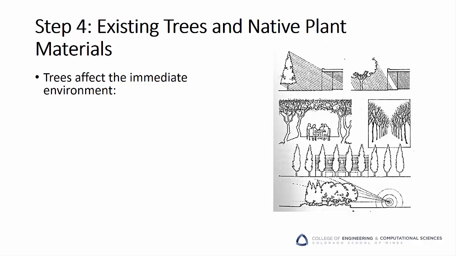Good. Okay, boundaries, slopes, soils, water, and drainage. We've checked those and feel pretty confident. Now let's look at the next layer. Check for existing trees and native plant materials. Trees affect the immediate environment.